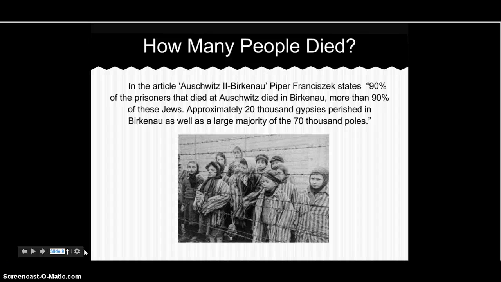In the article Auschwitz II Birkenau, the author states, 90% of the prisoners that died at Auschwitz died in Birkenau, more than 90% of these Jews. Approximately 20,000 Gypsies perished in Birkenau, as well as a large majority of the 70,000 Poles.